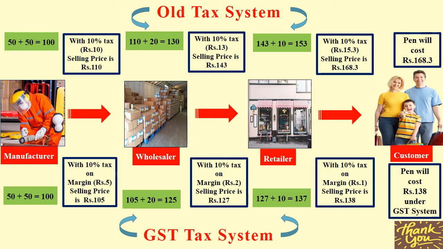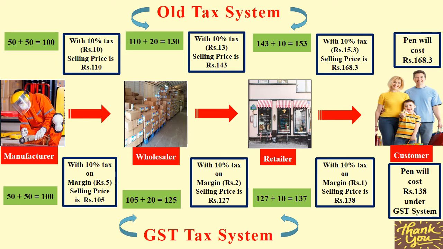And retailer also adds profit of rupees 10. So we can say that amount will be 153 in this case. And with 10% tax, the retailer will sell pen to the consumer for rupees 168.3 paise. So in this case, there is tax on tax, or we can say there is double taxation, which is known as the cascading effect. So it is the main reason for high price of any product.